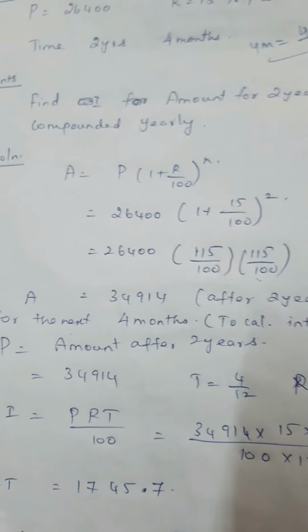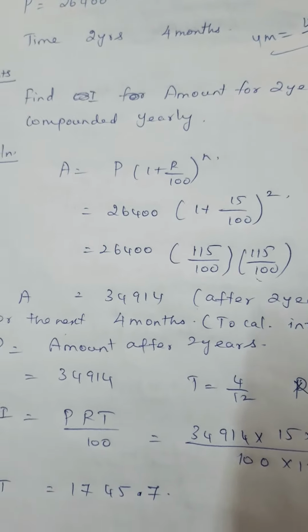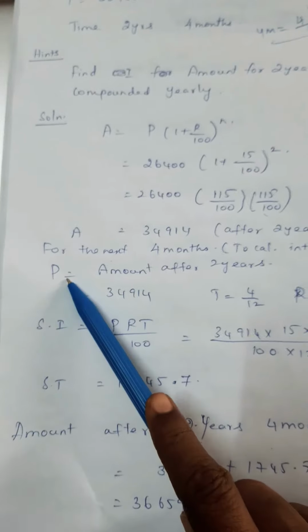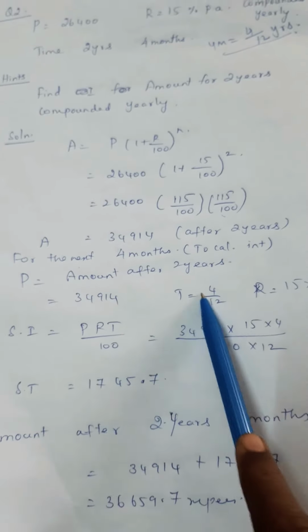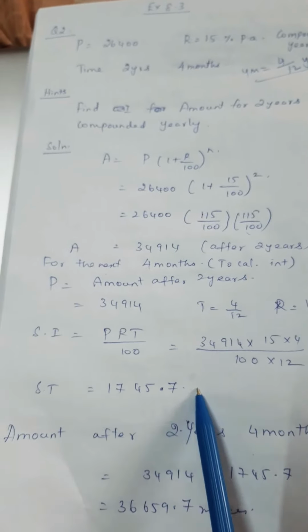So how do we calculate the interest for those 4 months alone? For that we have to use the simple interest formula only. Now the principal becomes 34,914. Time is given as 4 months, which can be written as 4 by 12 years, and rate is 15%. Simple interest formula is PRT by 100. Substituting everything, 34,914 into 15 into 4 by 12 by 100, you get the simple interest as 1,745 rupees 70 paise.